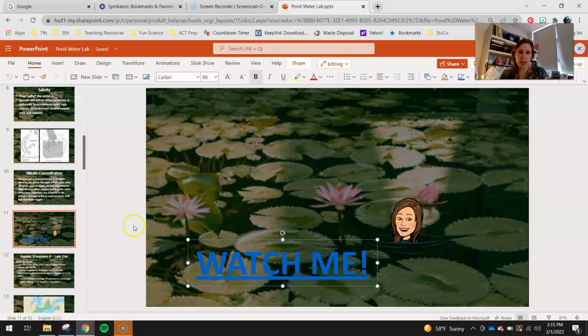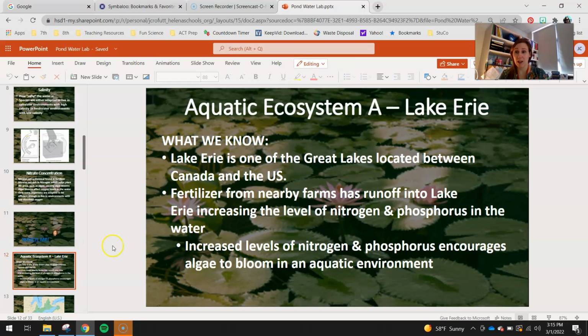All right, so you should have a little bit more of an idea of why having nitrogen and fertilizer in our water is bad and how that increases the algae and then lowers our oxygen, okay? What we're going to be doing today is you have pond samples from 3 different aquatic environments, and I'm just going to talk to you about those environments right now.